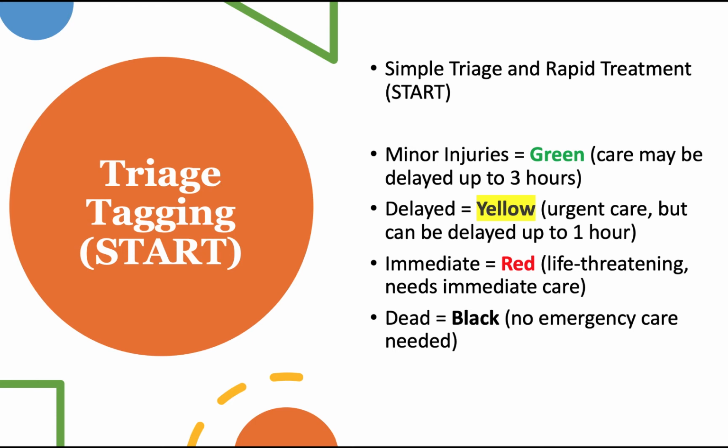So if we have people who have minor injuries, they get a green tag, and that's people that could wait for care up to about 3 hours. If they can manage delayed care even more, they are urgent, but they could be delayed up to an hour. You want to make sure they get tagged with a yellow.